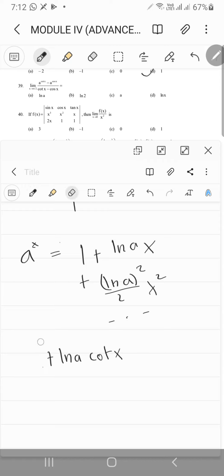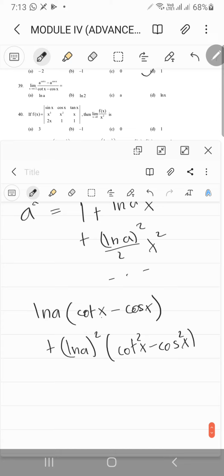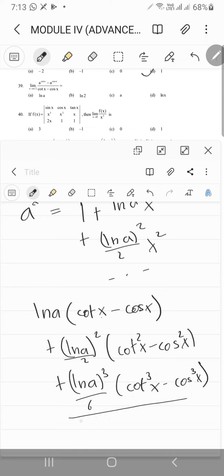Okay, actually let's just get that 1 out of this. So natural log a into cotangent x minus cosine x, right? Yeah, plus natural log of a squared upon 2 times cotangent squared x minus cosine squared x, plus natural log a cubed upon 6, into cotangent 3x minus cosine 3x.